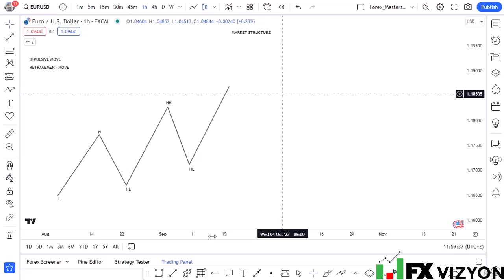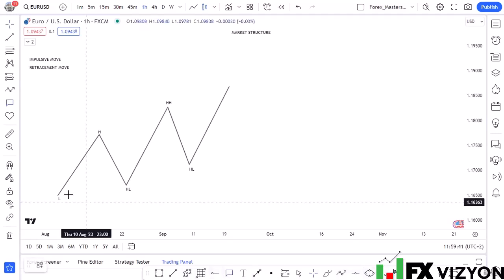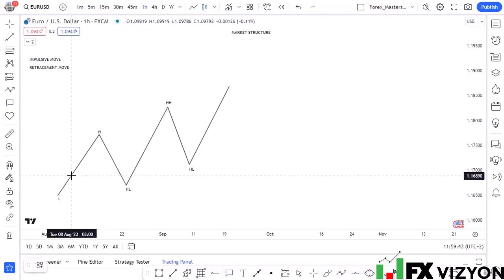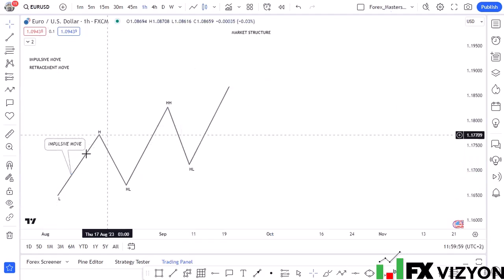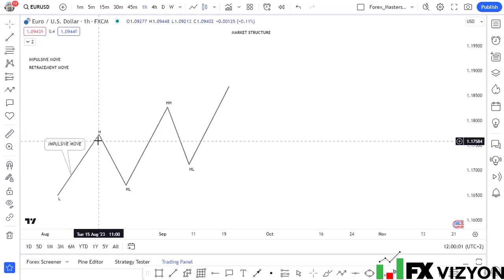The first move is called an impulsive move. What is an impulsive move? An impulsive move is the longest move in the market. It is the one that leads to the creation of either a new high if the market is in an uptrend, or a new low if the market is in a downtrend. So the impulsive move is going to lead to the creation of a new high.